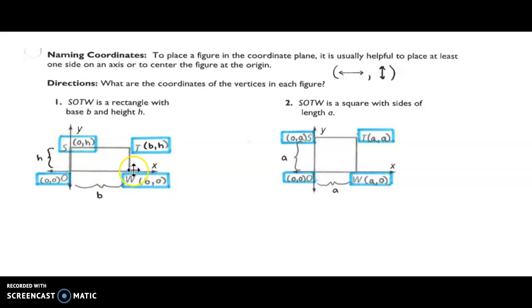If this is b, 0, that means the distance from 0 to w is some length b. Then that must mean that point T is b comma h. And again, same thing with sides here. For a square, we know that all sides are congruent, and so if each length is a, then T must be a comma a, all right?